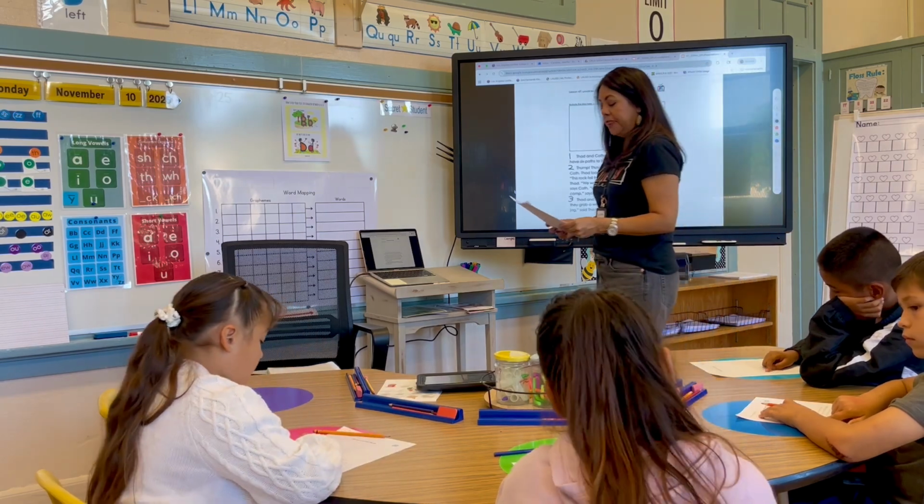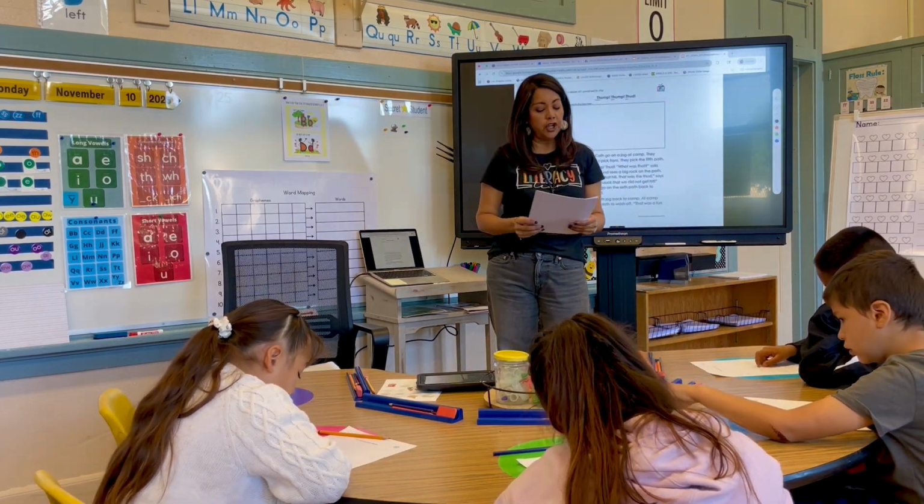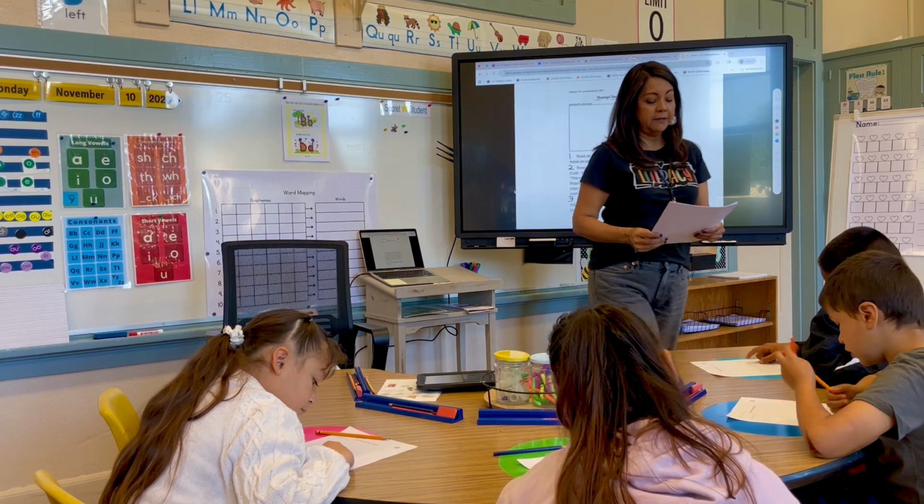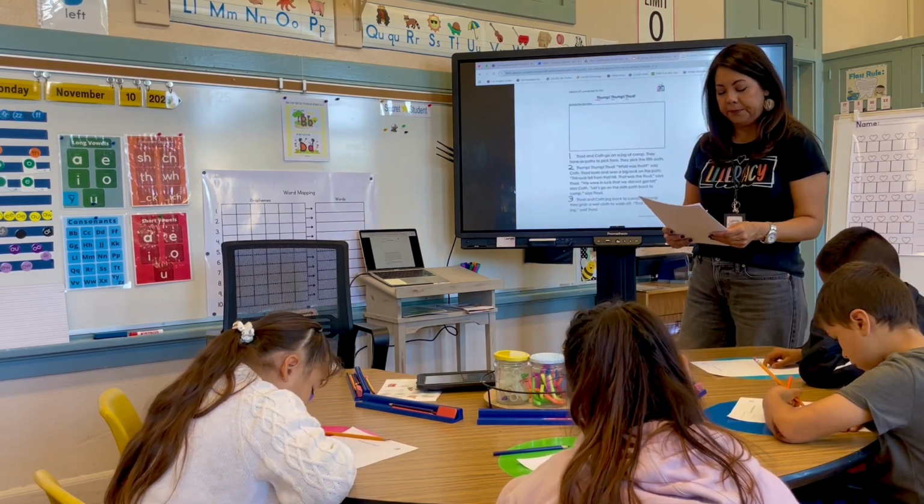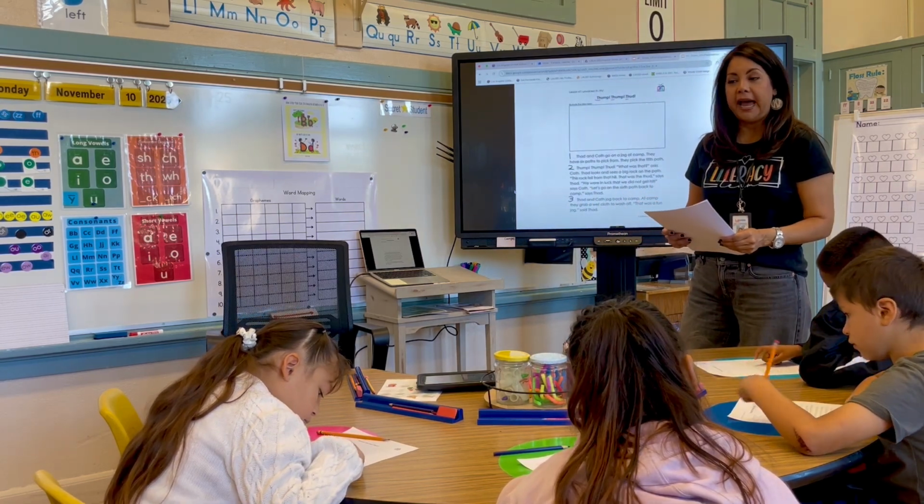Thad and Kat go on a jog at camp. They have 6 paths to pick from. They pick the 5th path.